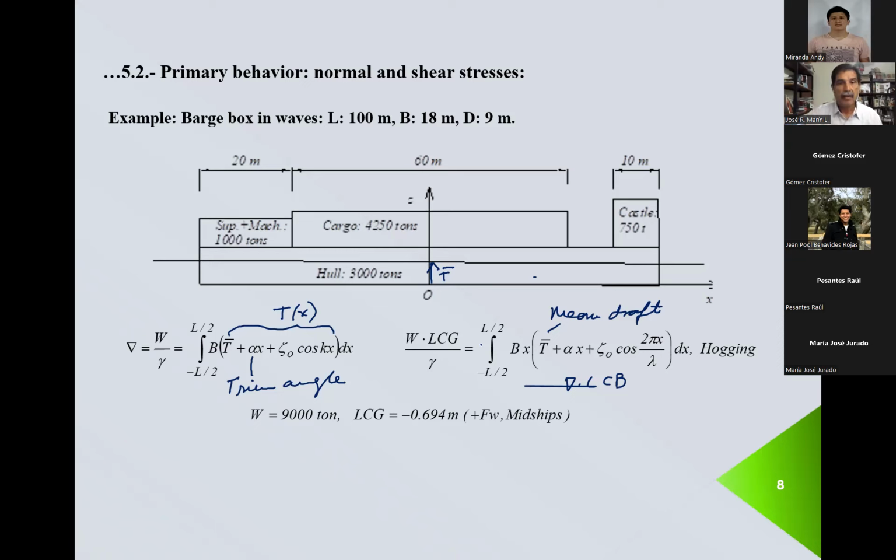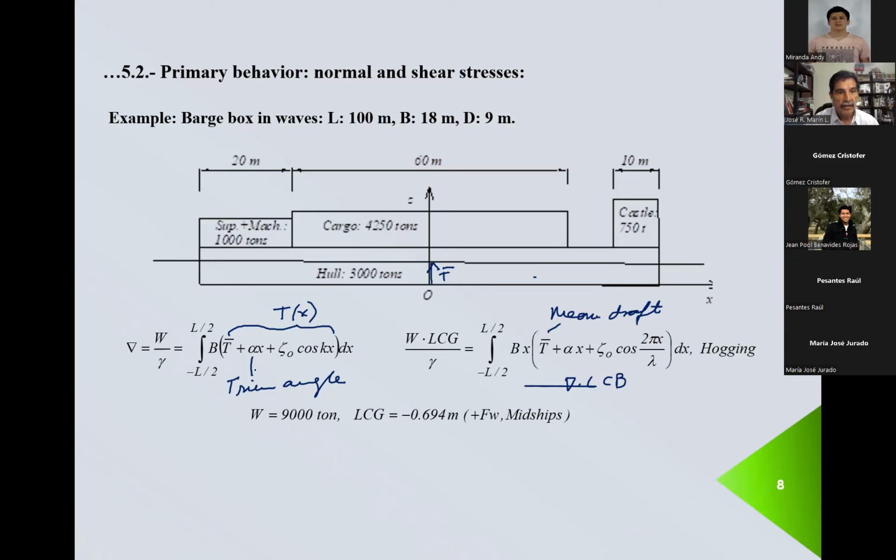Now, we can determine total weight. We can determine LCG. Please, some people, you have to be certain that you are able to calculate LCG from the distribution of weights with no error. In this case, it's typical. We have the LCG aft. That's why we see the negative sign here.